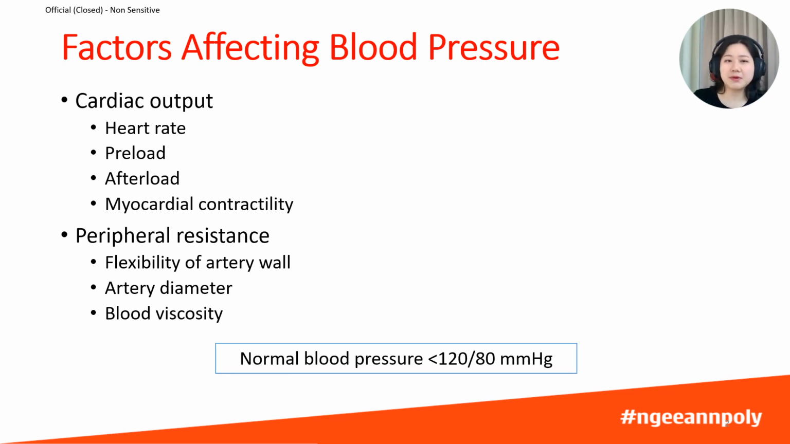A normal blood pressure is less than 120 millimeters of mercury during systole, which is when the heart contracts, and less than 80 millimeters of mercury during diastole, when your heart relaxes.